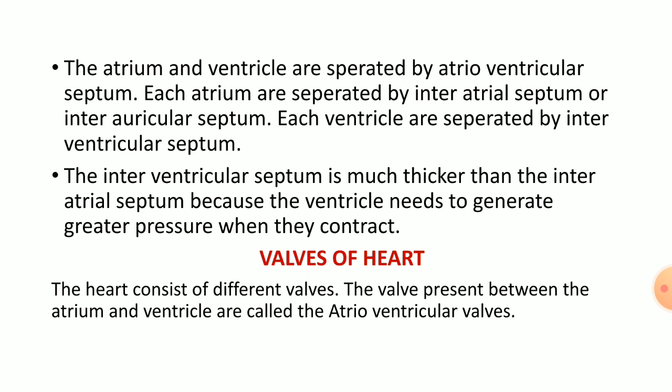when they contract. That is, the aorta is found in the left ventricle. Likewise, the pulmonary artery is found in the right ventricle. Here, the ventricle generates great pressure to push blood through these vessels. So, the interventricular septum is much thicker than the atrial septum.